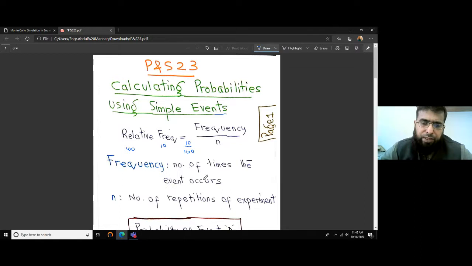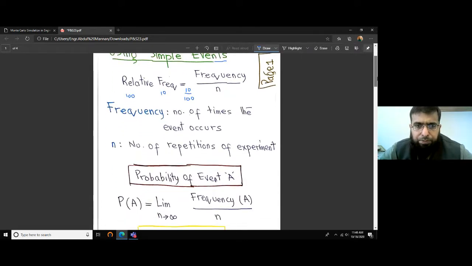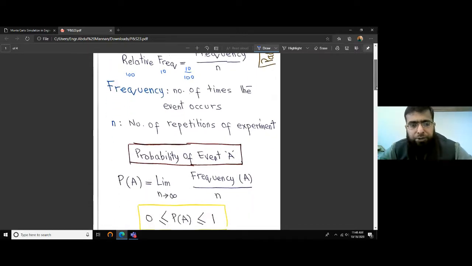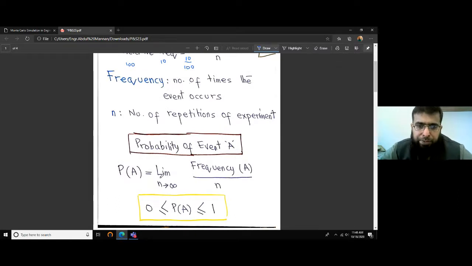So frequency is the number of times a certain event occurred, for example, a one on a die rolled. And n is the number of times we repeated the experiment. That can be 100, 200, or as many times as we want. Based on this relative frequency term that we now understand, we can define the probability of an event A as the limit as n approaches infinity, after we have repeated the experiment a fairly large number of times, of the frequency of event A divided by the number of times we have repeated the experiment.